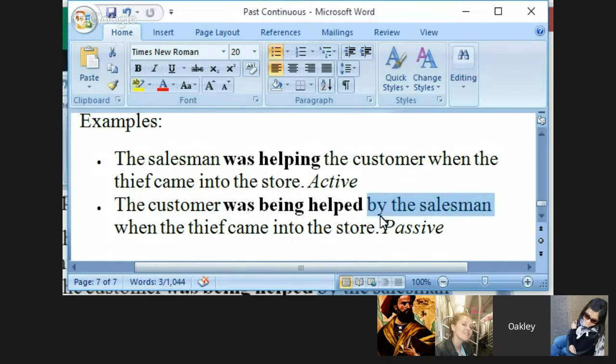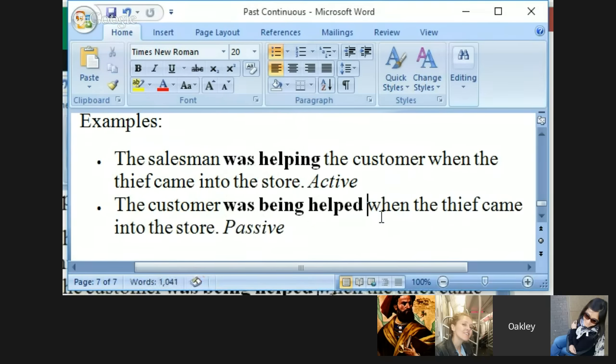In a passive sentence, we don't even need to know who did the act, who was helping the customer. It doesn't matter who's doing the action. It's not even necessary. Notice the form. The main verb is the past participle. In every passive verb tense, the main verb will be the past participle. Doesn't matter what passive: present simple, passive present perfect, passive future simple, doesn't matter. The main verb is always the past participle.